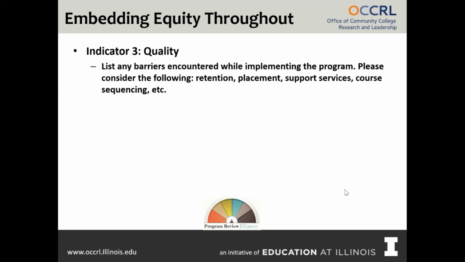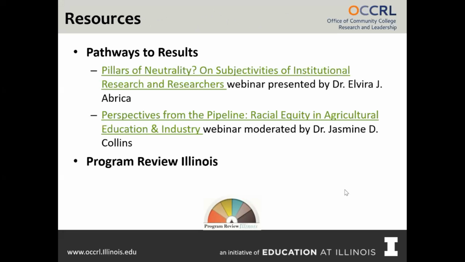Next slide. To wrap up, we wanted to highlight a couple of webinars for your reference. The first one, Pillars of Neutrality, is about how to engage students in focus groups, especially when you have different social identities, specifically racial identities, than your participants. How might you use positionality and reflexivity when engaging students in focus groups, especially when you are from a different social identity or racial identity?